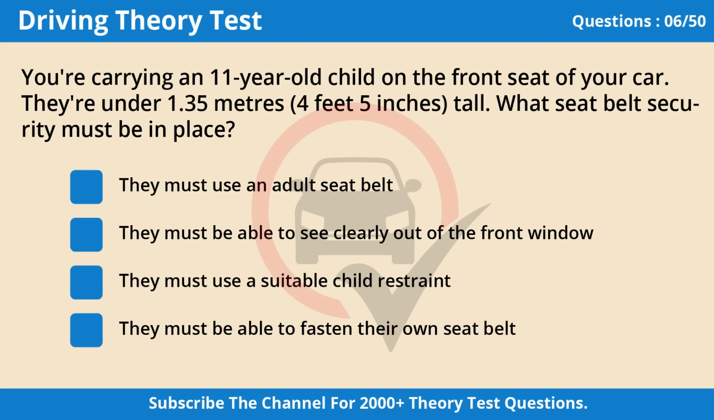Question 6. You're carrying an 11-year-old child on the front seat of your car. They're under 1.35 meters, 4 feet 5 inches, tall. What seatbelt security must be in place? A. They must use an adult seatbelt. B. They must be able to see clearly out of the front window. C. They must use a suitable child restraint. D. They must be able to fasten their own seat belt.